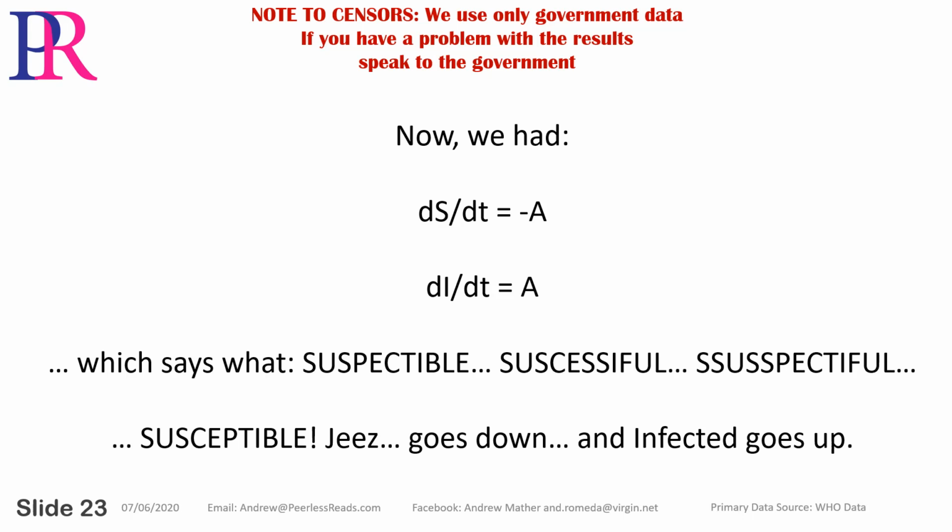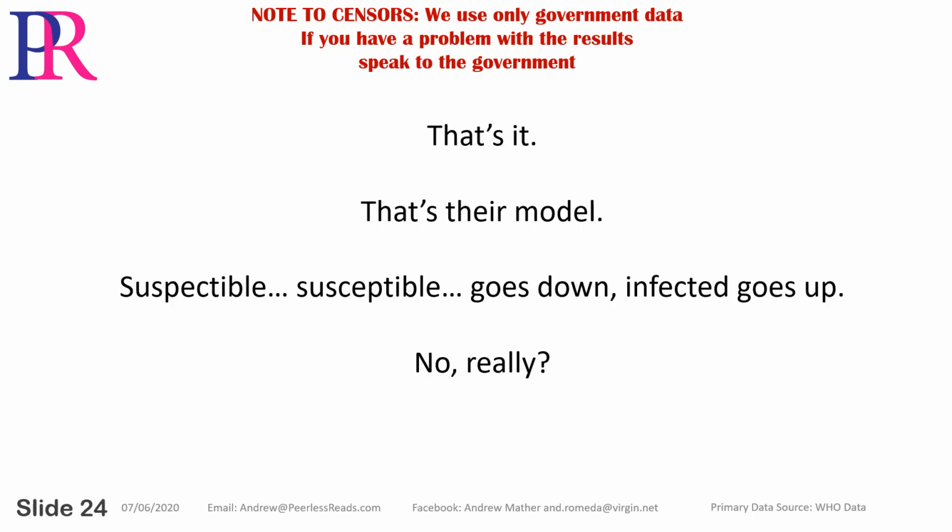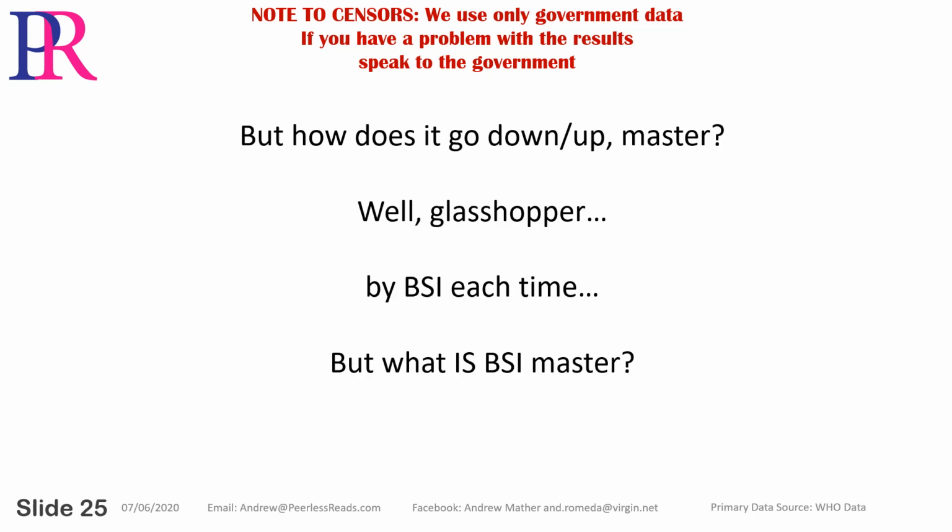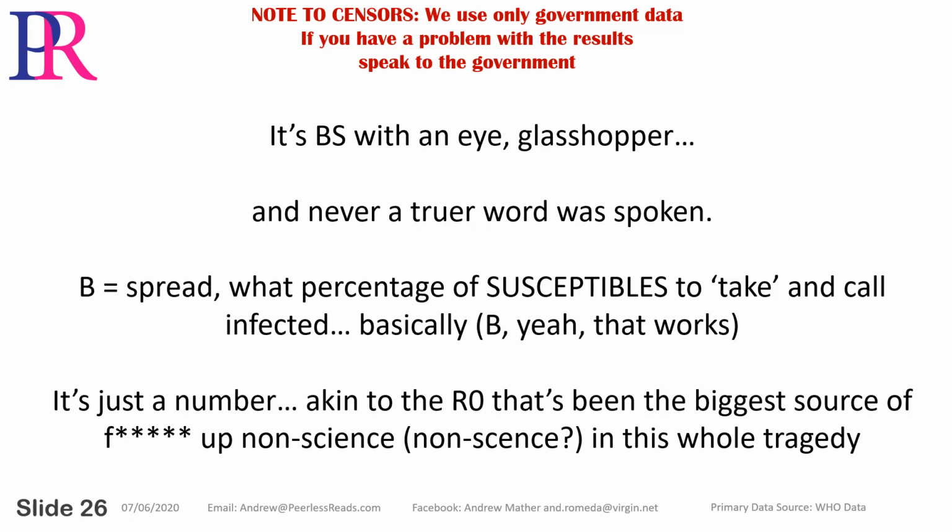Now we had dS by dt equals minus A and dI by dt equals A, which says what? Susceptible, whatever, goes down, and infected goes up. That's it. That's their model. Susceptible, whatever, goes down, infected goes up. No, really? But how does it go down, up, master? Well, grasshopper, by BSI each time. But what is BSI, master? It's BS with an I, grasshopper. And never a truer word was spoken.